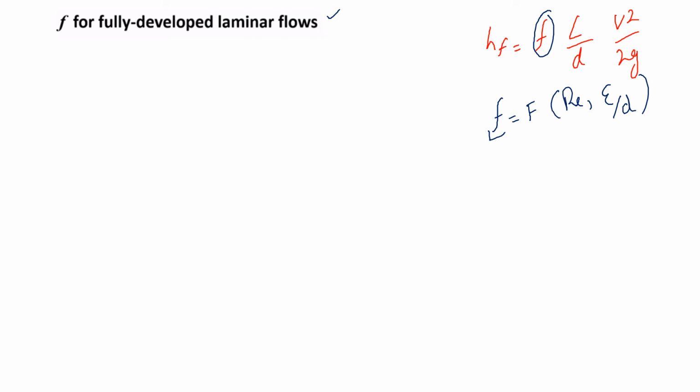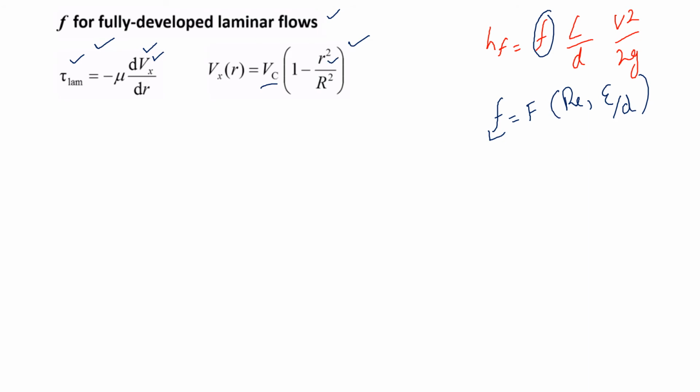For laminar flows we will be using this equation that we already know. This is the equation for Newtonian fluids, the Newton's law of viscosity, that shear stress is directly proportional to the strain rate. We will put here the velocity equation that we derived for the parabolic velocity profile for laminar flows, which is the centerline velocity times 1 minus r square divided by the characteristic radius of the pipe squared. So this is the equation for our laminar velocity profile.